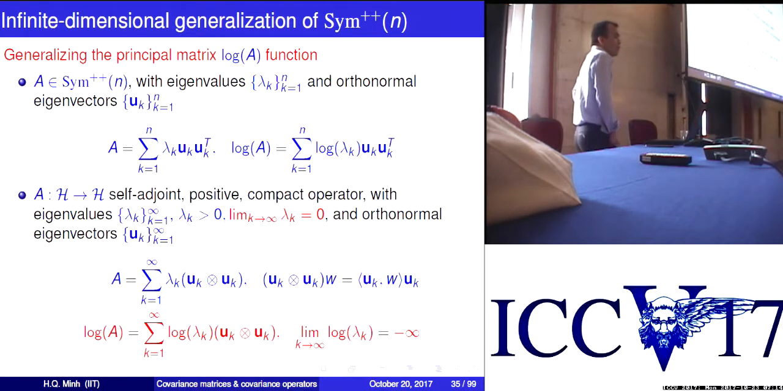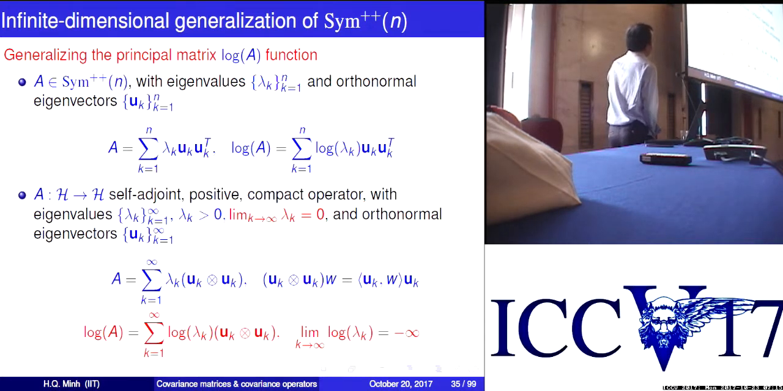Now, if we replace A by an infinite matrix or an operator, then it actually has an infinite number of eigenvalues, lambda k. We assume that they are always greater than zero, but for covariance operators, they are compact, so the eigenvalues go to zero. So A also has a spectral decomposition. Just think about this uk tensor uk here as uk, uk transpose. So we can define log A in the same way, as the summation of log of lambda k times uk tensor uk.